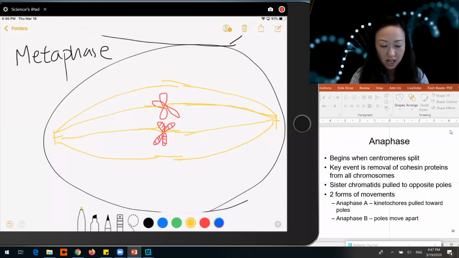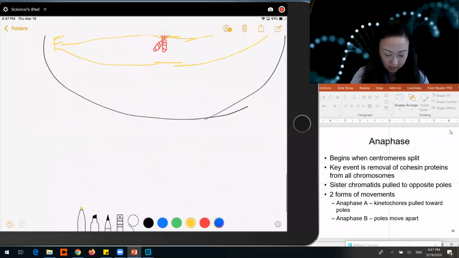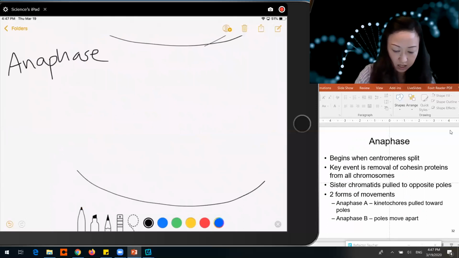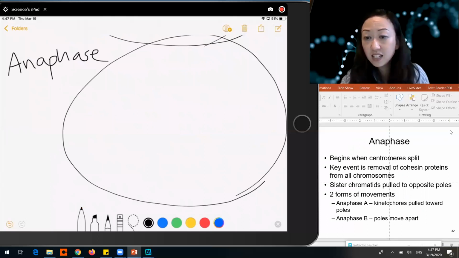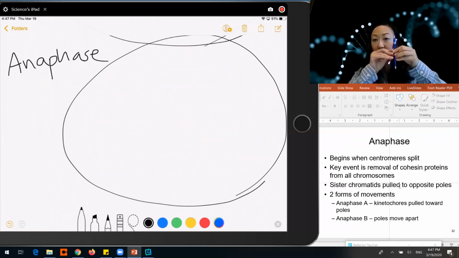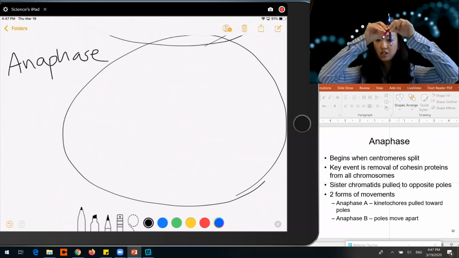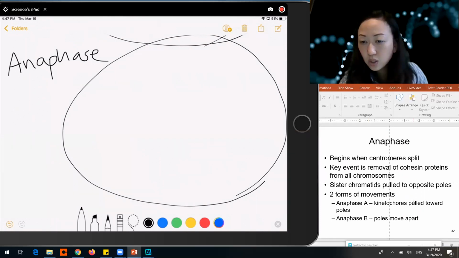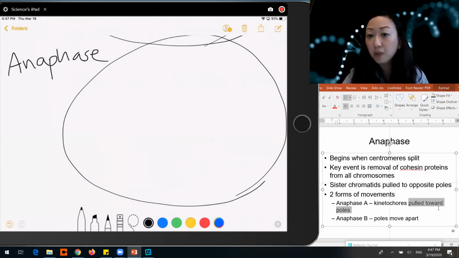Anaphase. Let's draw anaphase. Spell anaphase. Okay, what's happening in anaphase? The centromere splits, the twin splits, and they move to the other side. So sister chromatids, remember they're identical, they're called sister chromatids. They're pulled towards opposite poles. Okay, so let's look at that.